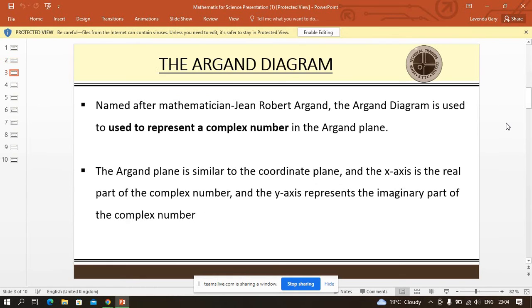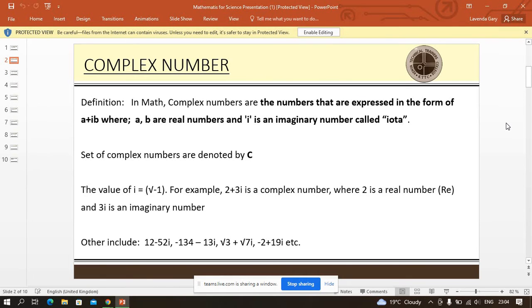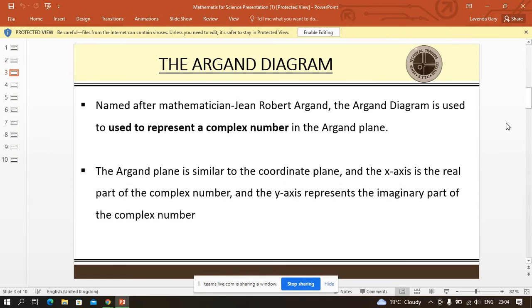Thank you. Now, let us go to the Argand diagram. In your previous class, maybe you have talked about the Cartesian plane and how you can represent the Cartesian coordinates on a Cartesian plane. Now, in complex numbers, the complex numbers are represented diagrammatically on an Argand plane using the Argand diagram. So, who can define for us what an Argand diagram is?